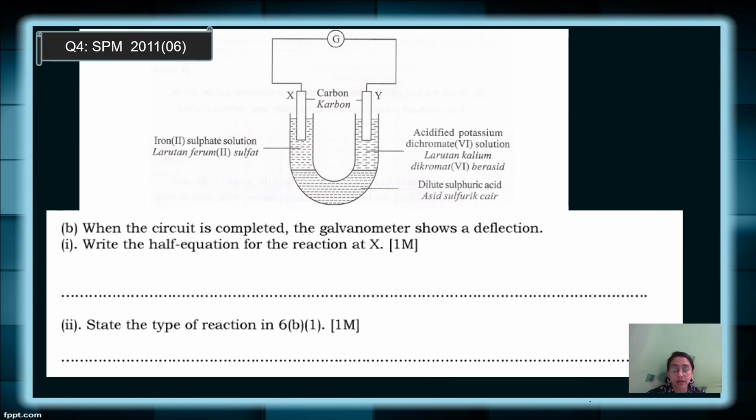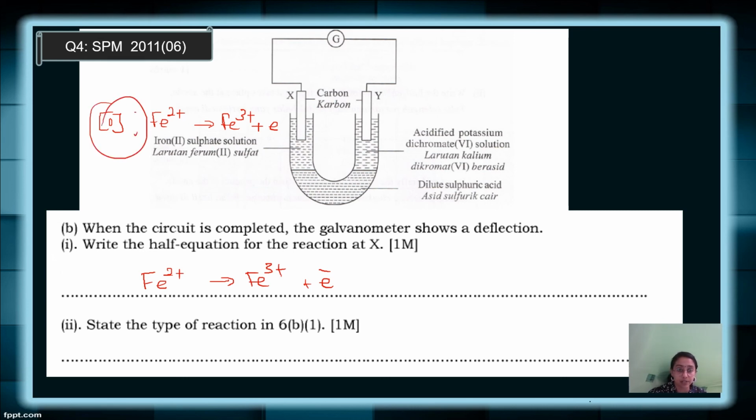Now, the same question. When the circuit is completed, the galvanometer shows a deflection. So write the half equation for the reaction at X. So just now we already analyzed it. Iron 2 is going to change to iron 3, and this is oxidation. So how you complete this half equation: 2 to 3, so it must donate 1 electron, then it will change to 3. So you just copy back: iron 2 becomes iron 3 by donating 1 electron. And the type of reaction that occurs here, we already saw just now, is oxidation.